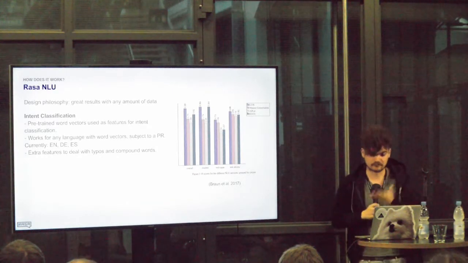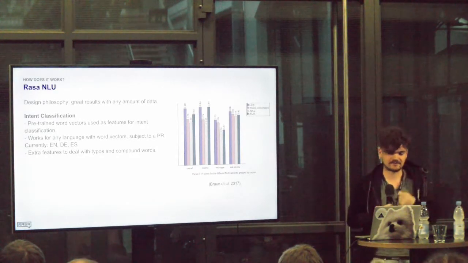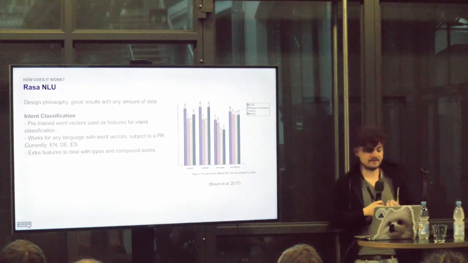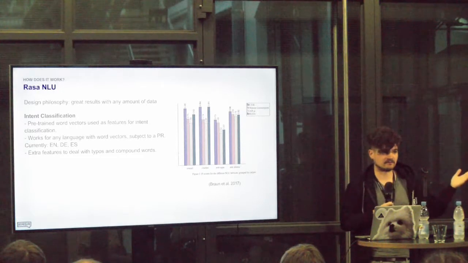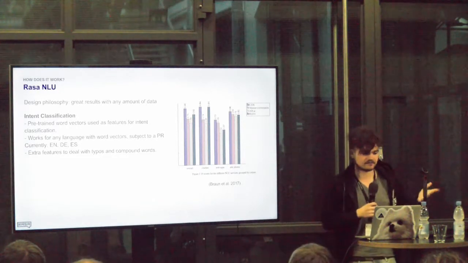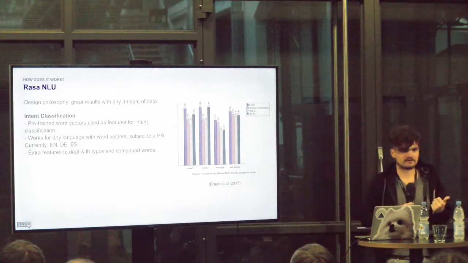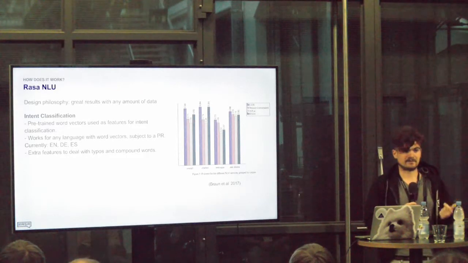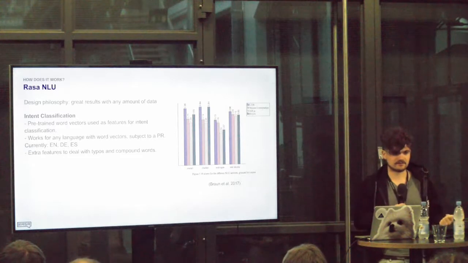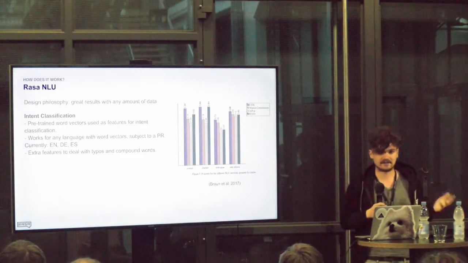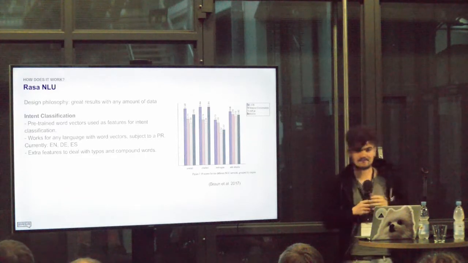So we use these word vectors, averaging the word vectors of a sentence as features for intent classification. We'll then run it through a support vector classifier or something like that. And this is cool, firstly, because we don't have to relearn the English language every time we make a new bot, because it still remembers what these words mean in relation to one another, but also because we can use the same method for any language with word vectors, subject to a pull request.